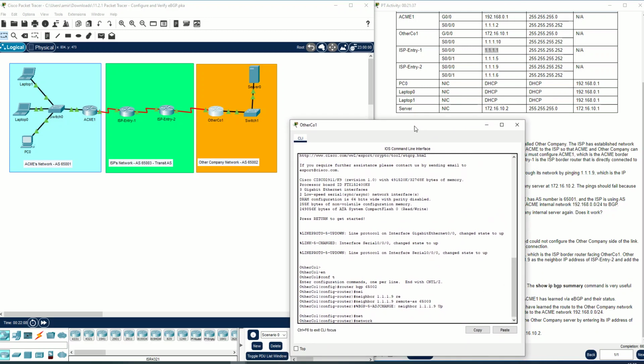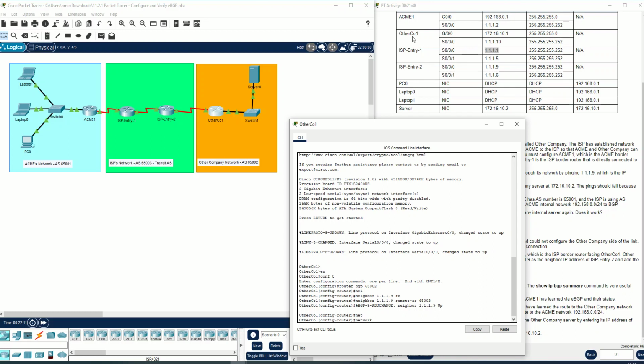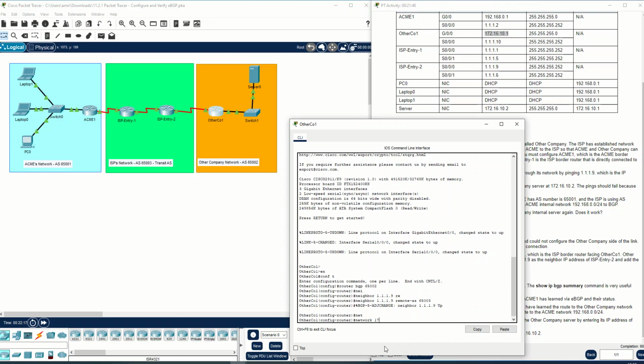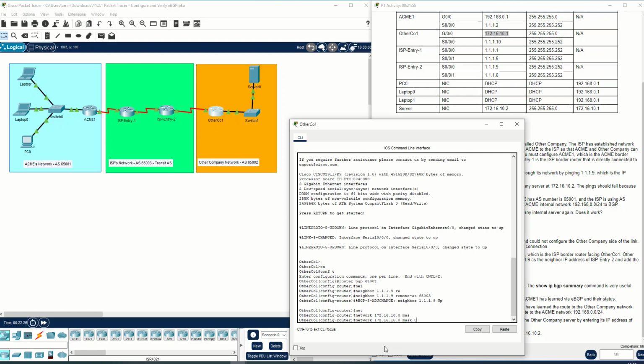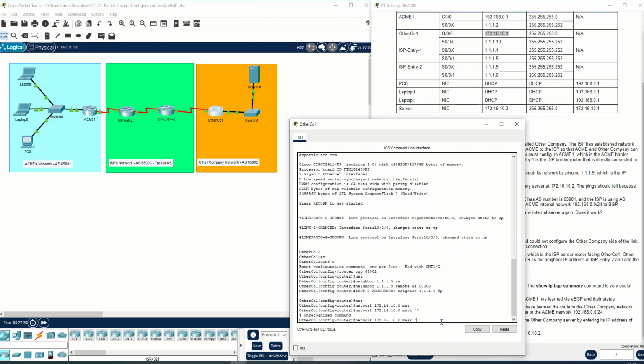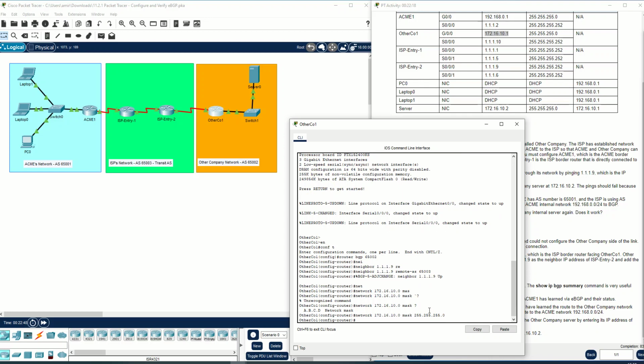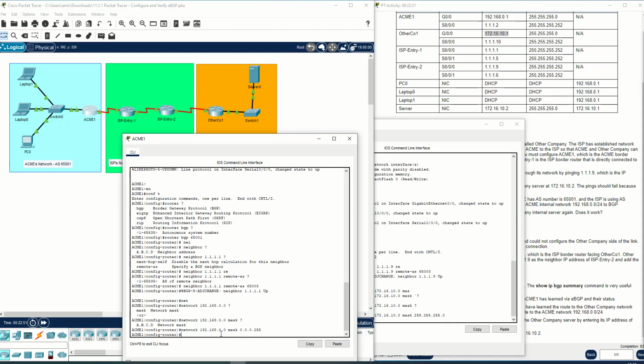How many networks do I have? In other CO1, I have only one network here. This is the IP address, and it helps us to get the network address 10.0.0.0, and the mask should be 0.0.0.0. Excuse me, this is not a subnet mask. It should be the network mask, 255.255.255.0. Yes, it's correct.